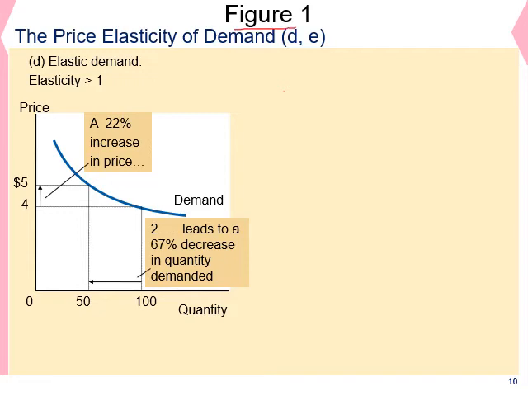From Figure 1, we have the price elasticity of demand in panels D and E. In panel D, we have elastic demand, where the value of elasticity is greater than 1. For instance, a 22% increase in the price of the good led to a 67% decrease in quantity demanded. Therefore, the value of the elasticity is 67 divided by 22, which is equal to 3, which is greater than 1.